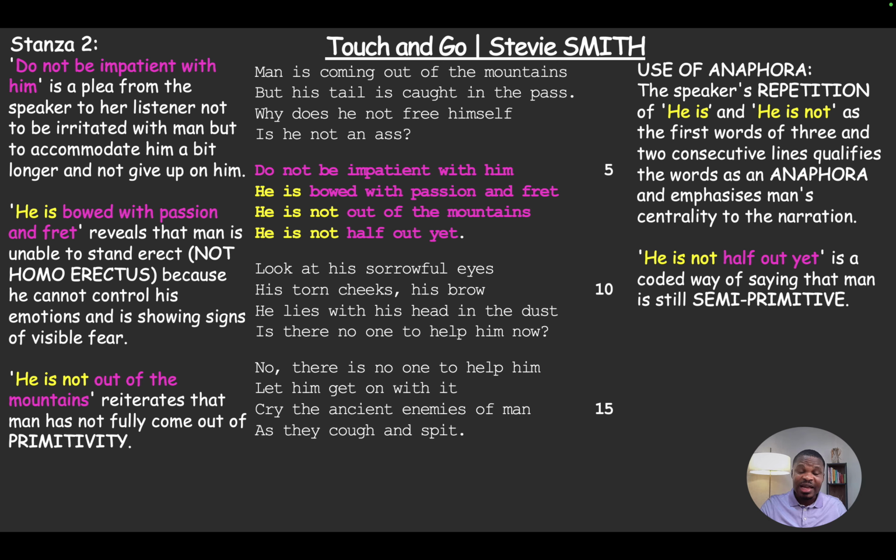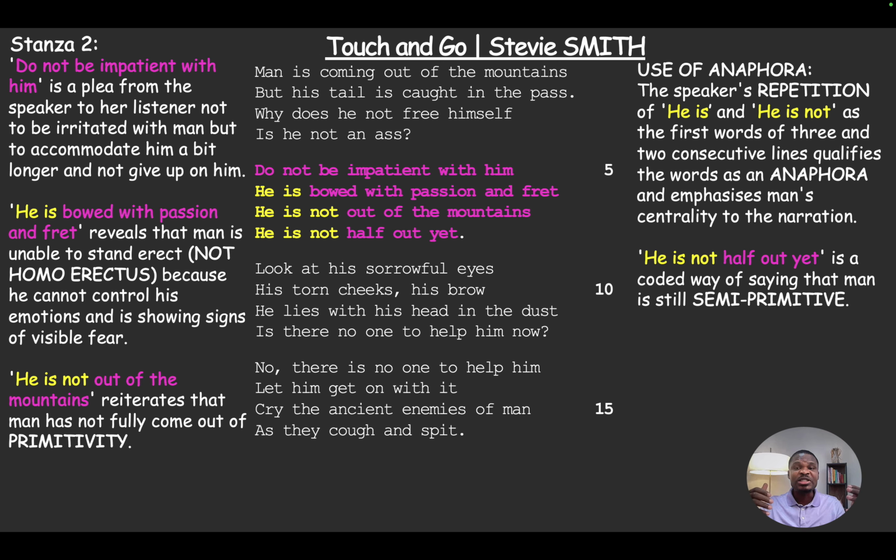Now, in the second stanza as well, we also see the use of anaphora. Anaphora is when a word or a phrase or group of words is repeated multiple times at the beginning of a line, or maybe it could be consecutive lines, or maybe the lines may be broken a bit, but then it's repeated. And we see here that there's a repetition of he is and he is not. So he is bowed, and then he is not, and then he is not half, right?